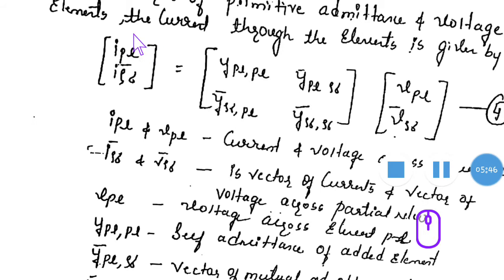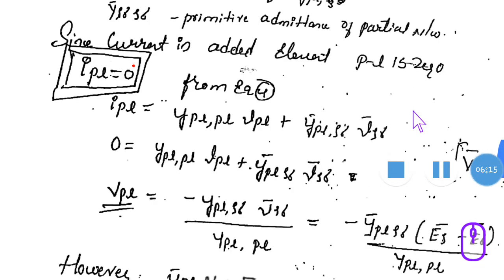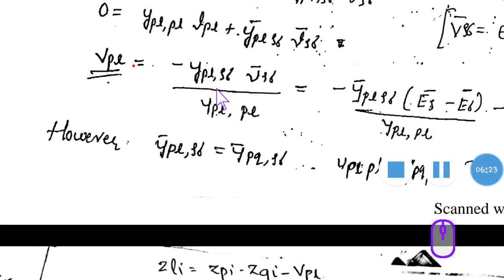So now from this you have to find IPL. I told for addition of link we get diagonal and off-diagonal values. If you are going for the off-diagonal value, this current term will be 0. If you are going for the diagonal value, this current term will be minus 1. A similar process was done for branch also. Now we do IPL, because we are finding the value of VPL here. So IPL is equal to YPL,PL into VPL plus YPL,rho sigma into V rho sigma. IPL you take as 0. Substituting IPL as 0, from this VPL we get minus YPL,rho sigma.